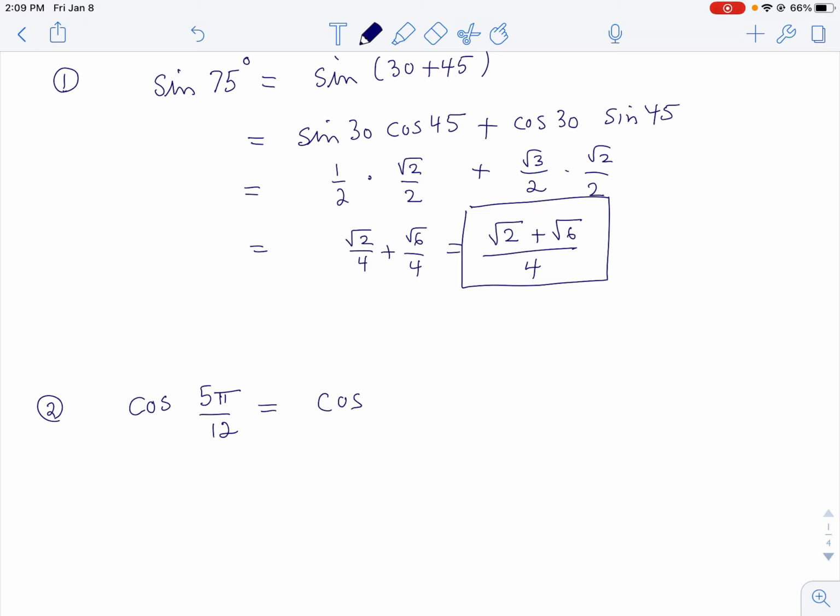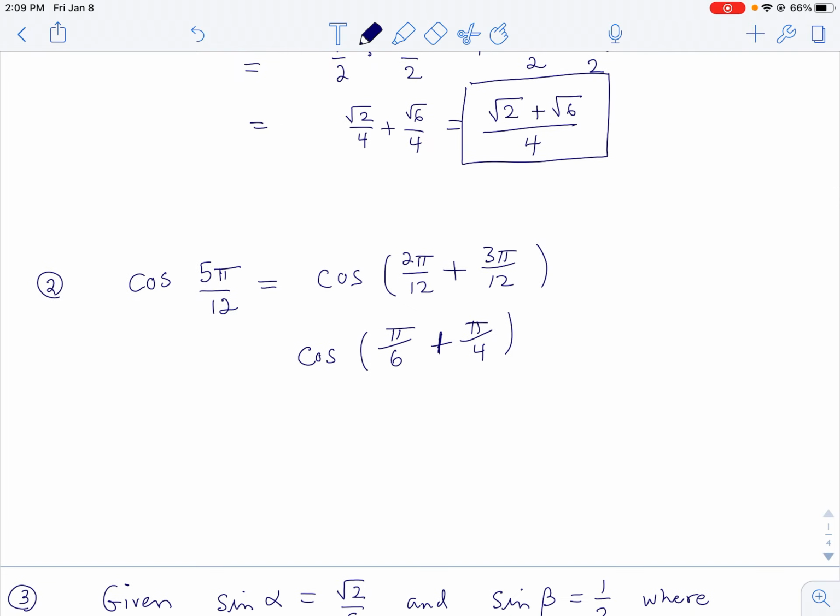And you've got to think of how you could write 5/12 as a sum. If you think about it, that would be 2/12 plus 3/12. So it would be 2 pi over 12 plus 3 pi over 12. And they don't sound like great angles until you reduce them. 2/12 is pi over 6 and 3/12 is pi over 4. So really you're doing the cosine of pi over 6 plus pi over 4.